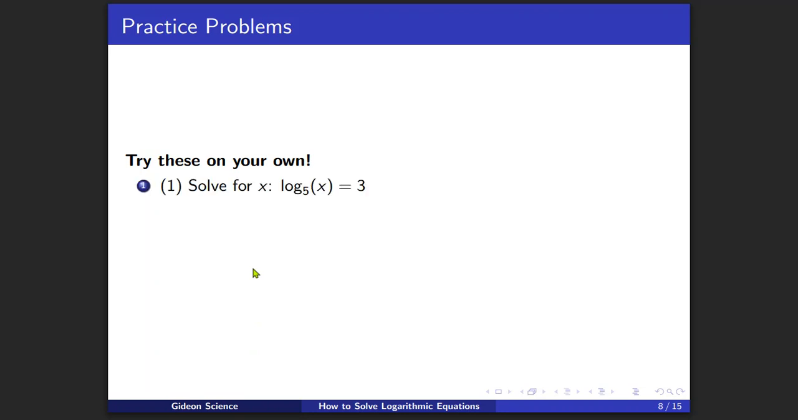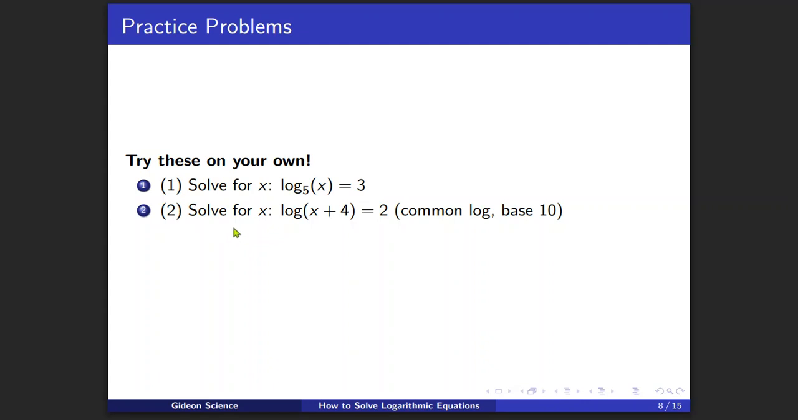Solve for x. Log x base 5 equals 3. Also solve this. Log of x plus 4 equals 2. Since the base is not mentioned, you should know that the base is 10, called the common log. So solve for x in this. Log of x minus 1 base 2 plus log of x plus 3 base 2 equals 3.